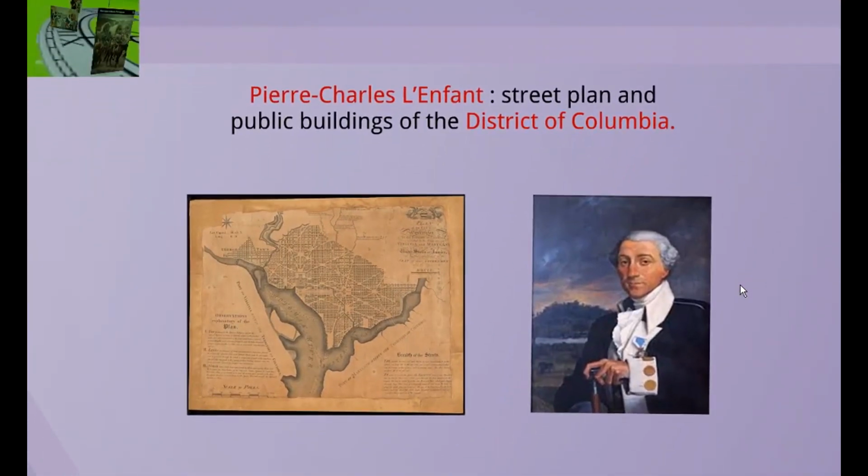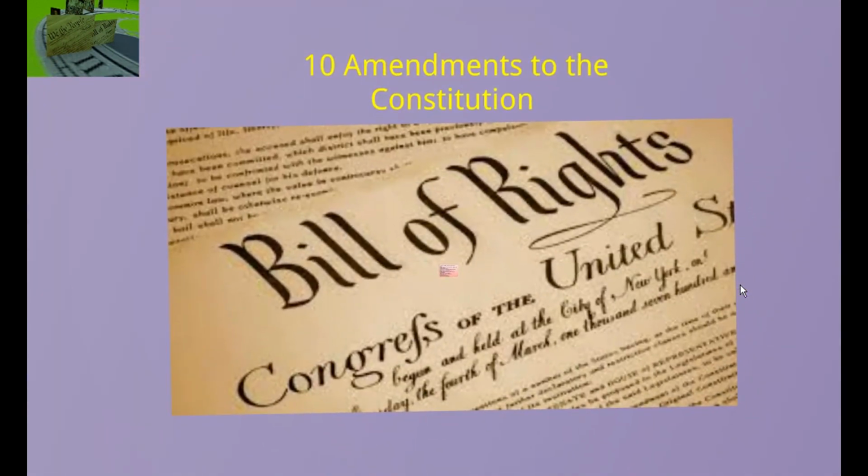In 1791, we have a continuation of the plan of establishing the new government site in the District of Columbia with the French-born architect Pierre-Charles L'Enfant, who makes the plan for the streets and public buildings of this new District of Columbia. And in the future, the public building is going to be called the White House after 1818. Now George Washington is still alive. It's called the District of Columbia, but in the future it will be called Washington, D.C.